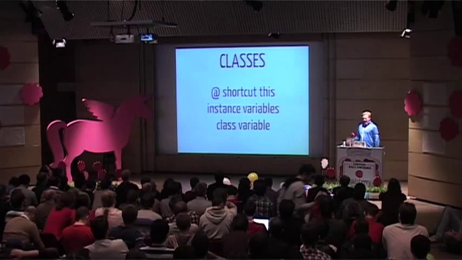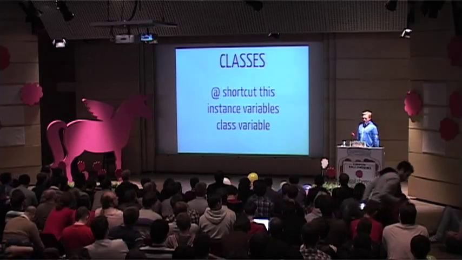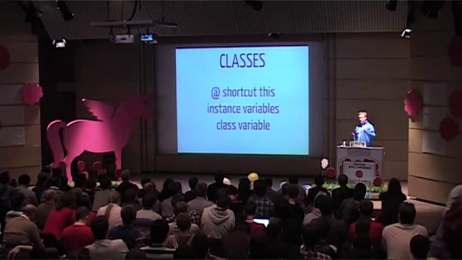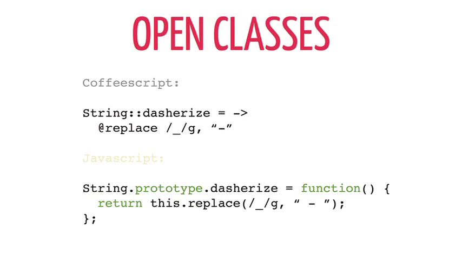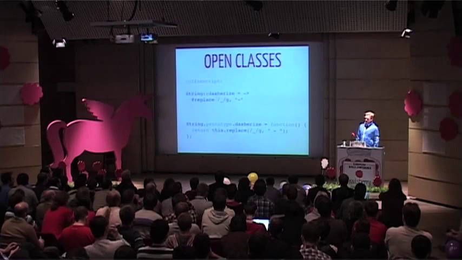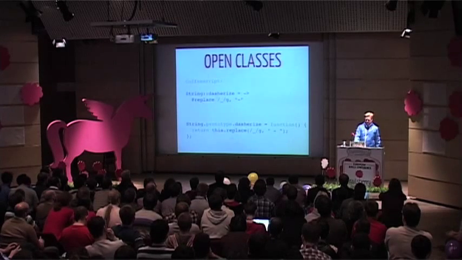Within the functions, @ is a shortcut for this, like in Ruby. If you do that within the function, it's accessing instance variables. If you do this within the class, then it's a static class variable. You also have open classes, something like this. You can open a namespace and add another function. Here's the CoffeeScript, and on the bottom is the JavaScript, though I would not recommend polluting the global namespace. This is a bad habit. Don't do that.